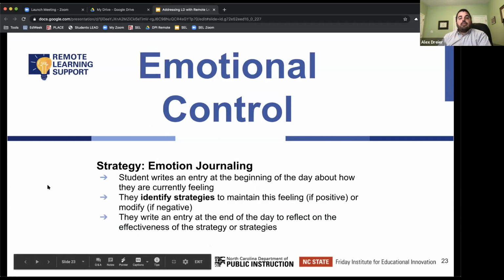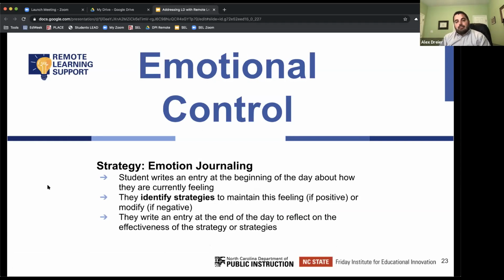So the next one is emotional control, and I think this is something that all students could benefit from for sure, particularly some of our students who have experienced learning differences in a more visceral way than others. So I think the idea of emotion journaling is pretty interesting. Imagine at the beginning of the day, you have your students write an entry about how they're feeling. Could be good, could be bad, could be indifferent. But then part of it is that they're focusing on identifying those strategies that can help them maintain their feeling if it's good, or modify it if it's not so good.